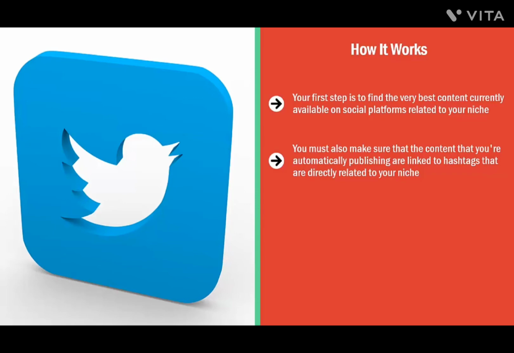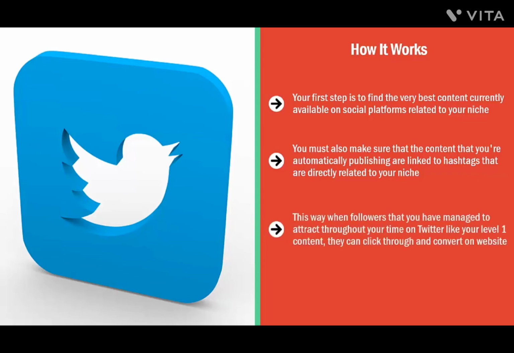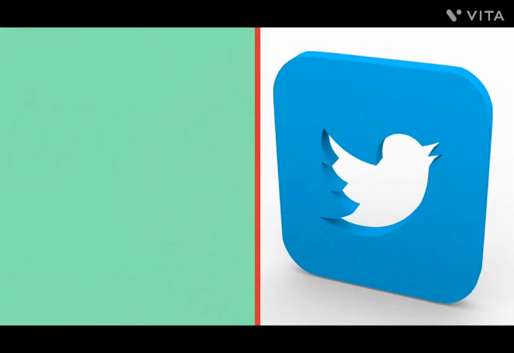and Level 3 content. This way, when followers that you have managed to attract throughout your time on Twitter like your Level 1 content, they can click through and convert on your website. Also, people who are exposed to your content, thanks to your hashtag targeting, can like your third-party content so much that they follow you. Of course, you're not just going to let the system run on autopilot. You're also going to manually follow accounts that follow your competitors.